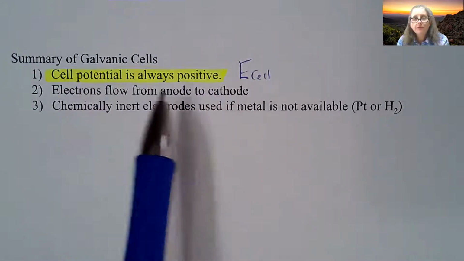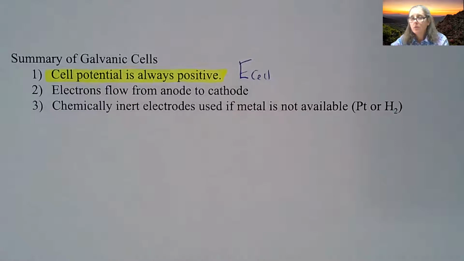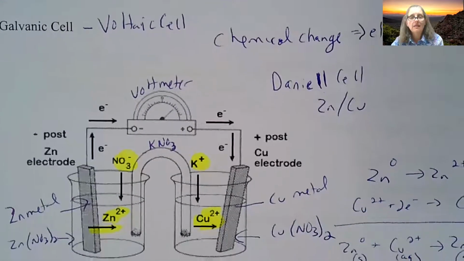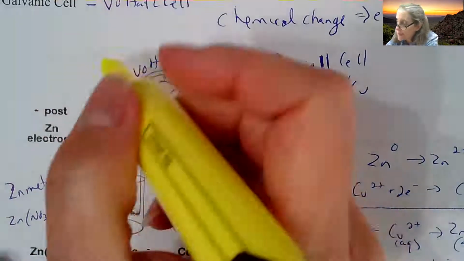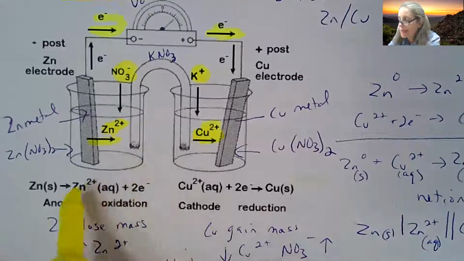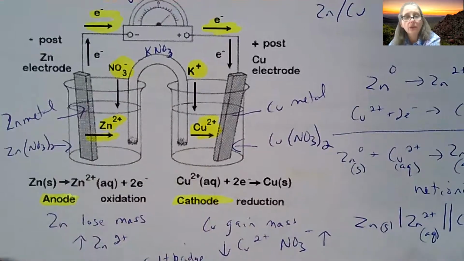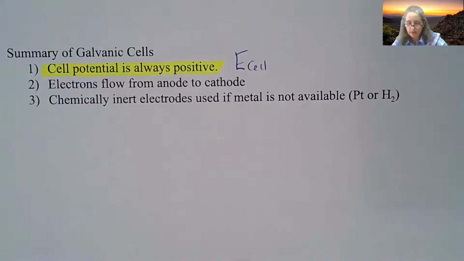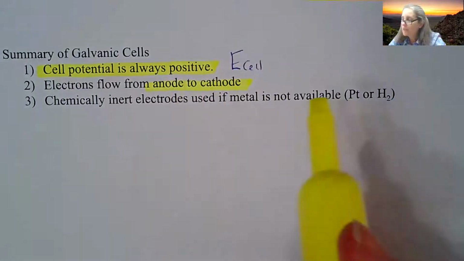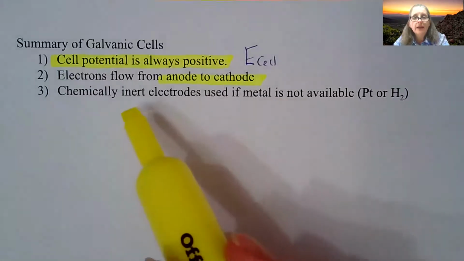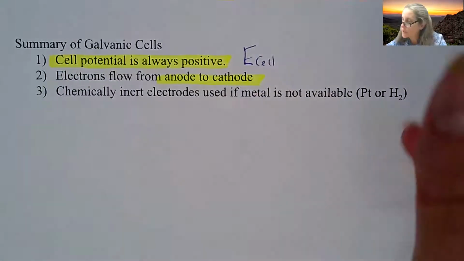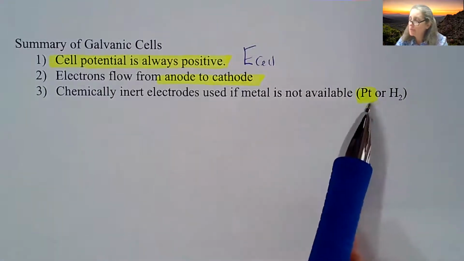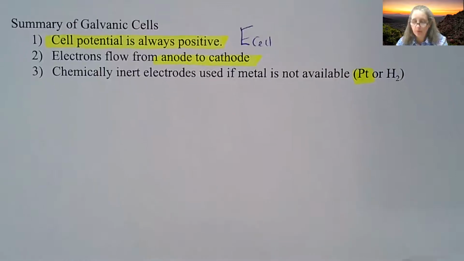Electrons are always going to flow from the anode to the cathode. So the one thing I didn't emphasize too much a couple pages ago is the fact that the electrons always flow in this direction. They always flow from the anode side to the cathode side. And if you have any need for chemically inert electrodes, you want to use platinum. Hydrogen can also be used, but you do need some kind of inert metal in your system in order for that to work.